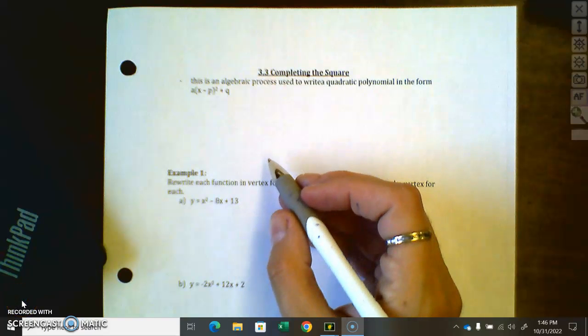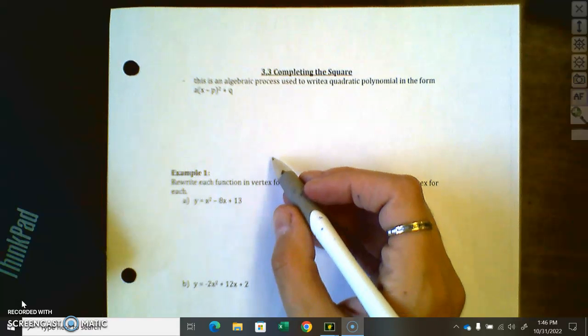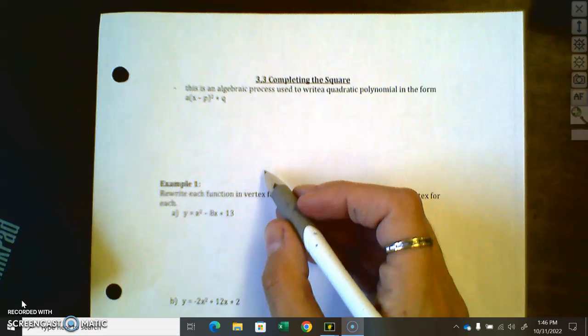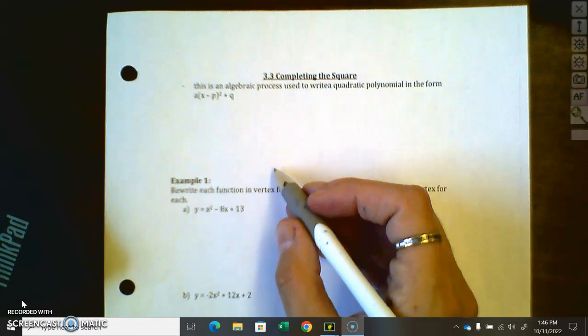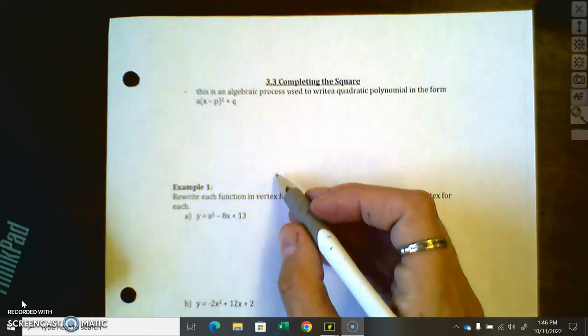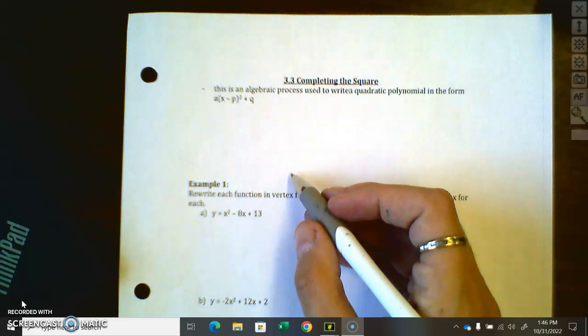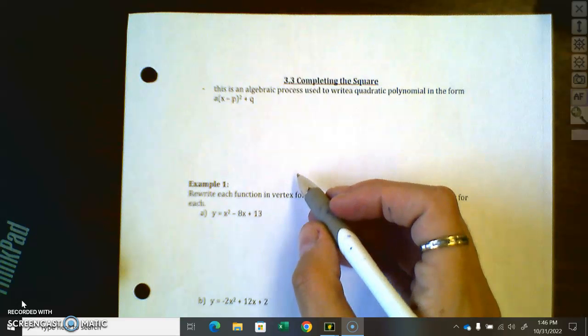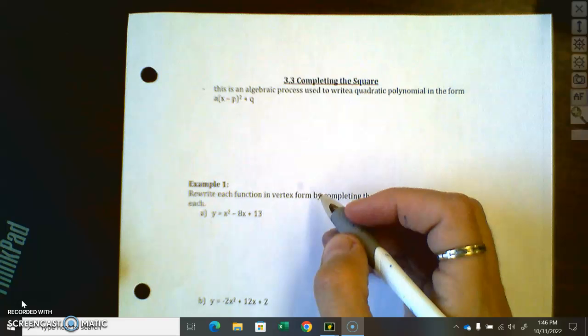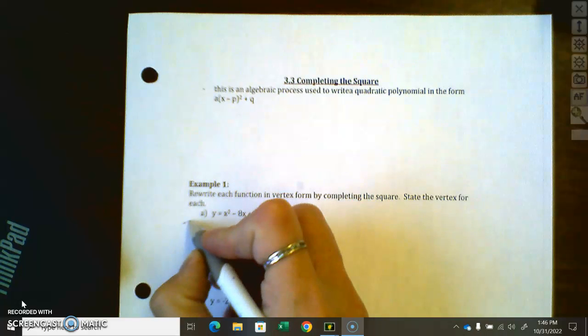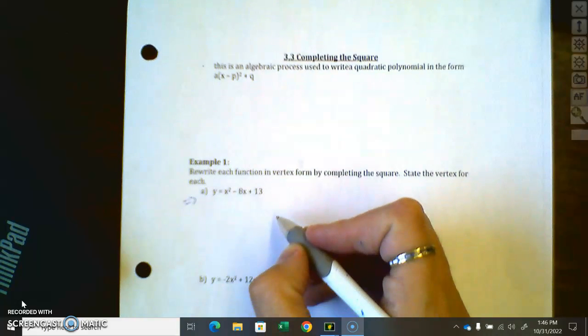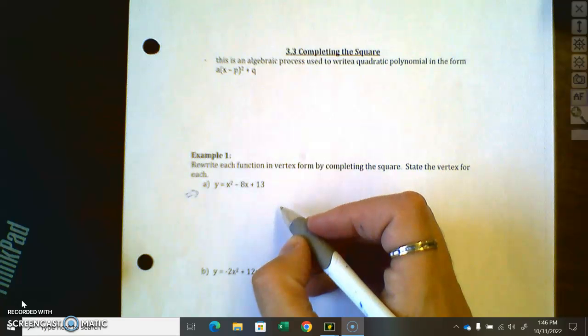Okay, so this is called completing the square, and what this does is it takes an equation from standard form and puts it into vertex form. That's ideal because vertex form is way easier to draw than standard form. So we're going to be switching. This is in standard form right now, and we're going to switch that to vertex form. It's called completing the square.